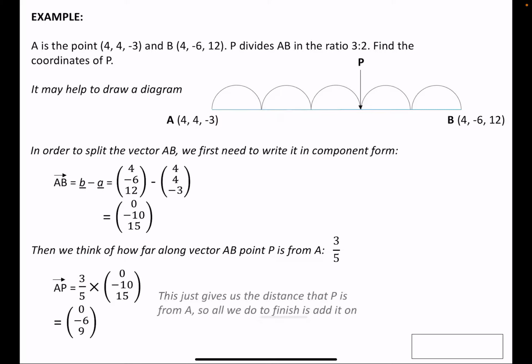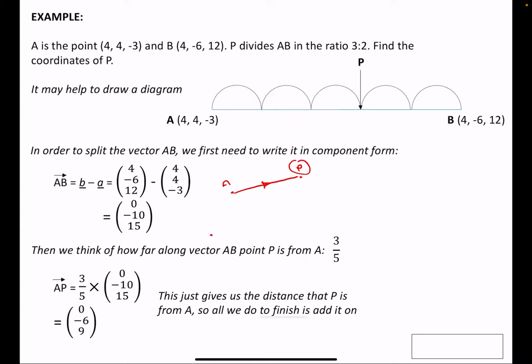Now basically what we can do is we can take the vector AP. This isn't our answer, and this is where a lot of people get confused. This just gives us the distance that P is from A. So now if we're going to find the point P, I'll try and draw this: we've got A, we've got P, we've got the vector AP, and now what we want to do is find the coordinate of P.